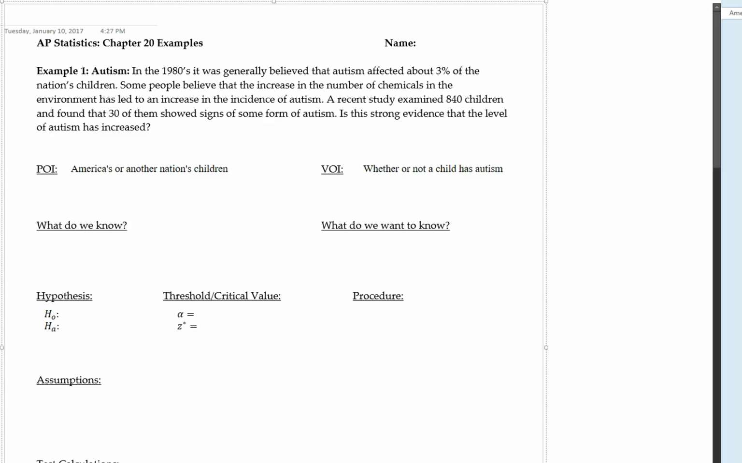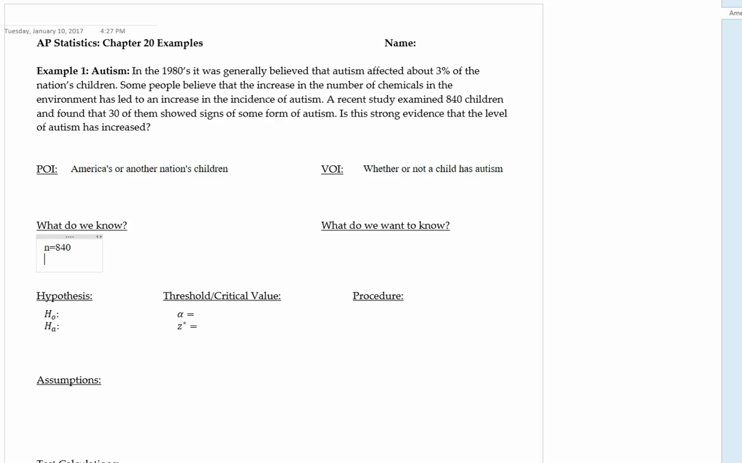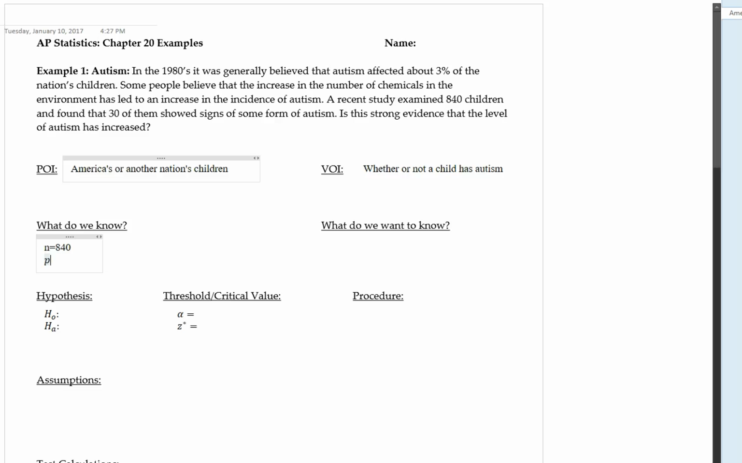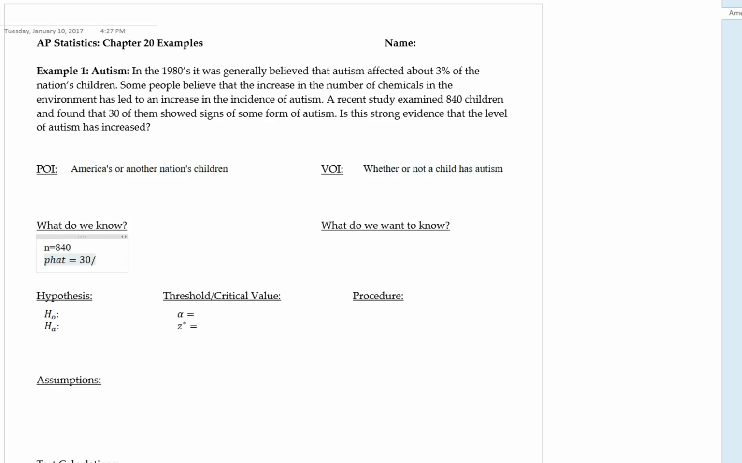What do we know? We always want to start by listing what we know. So I think we know how big the sample was in this study. They told us it was 840 children. So we know N. We also, I think, know P hat. And I'm just going to call it P hat instead of writing the symbol in this case. So P hat is 30 out of 840.